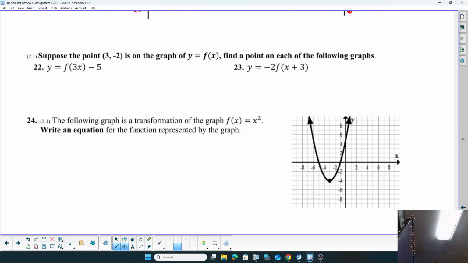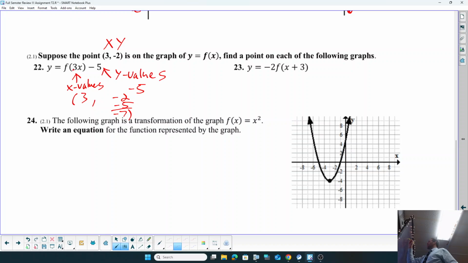Okay, so this is kind of the weird one where you have to manipulate a single coordinate, an xy coordinate. This is for your x values, and this is for your y values. For our y values, we're going to do exactly what it says. We're just going to minus 5. So we have our 3 comma negative 2, and we're just going to minus 5. That's going to give us a negative 7. But the 3 is going to be opposite.